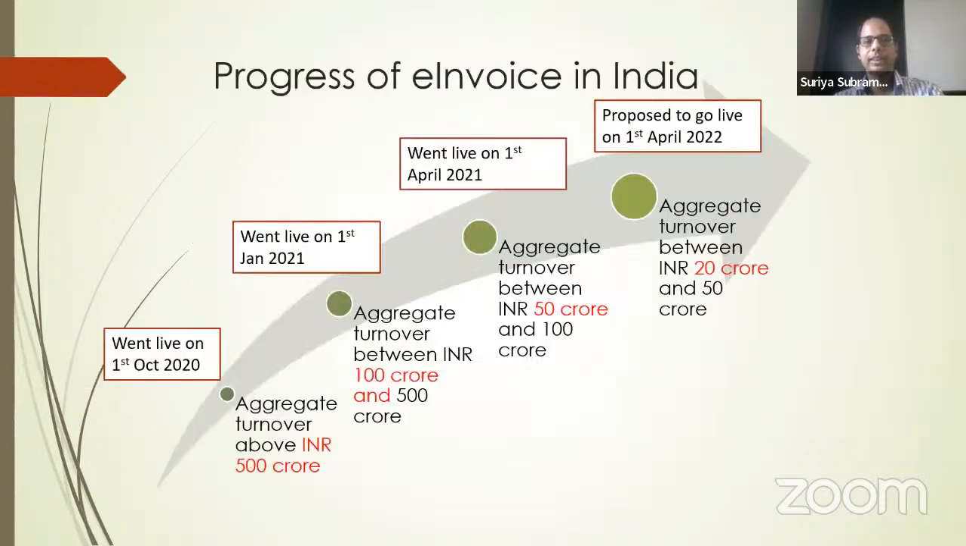Now let's look at the progress of e-invoicing. E-invoicing first started for taxpayers with turnovers of 500 crores and above on 1st of October 2020. Since then, the limit has been lowered, and the 20 crore and above taxpayers have gone live on the 1st of April.